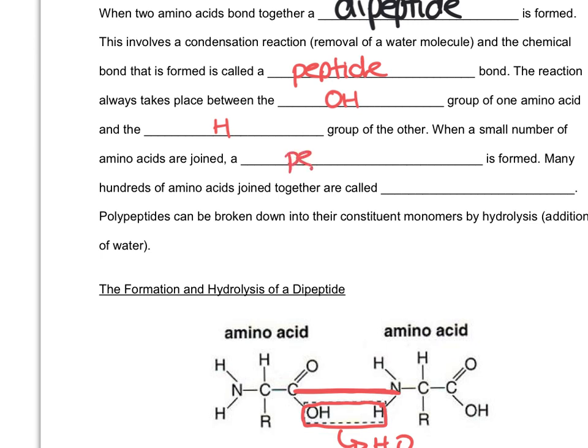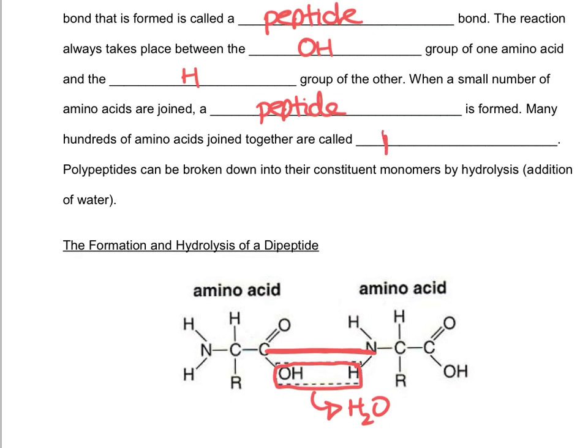So a peptide is when you get several amino acids joining together. So a dipeptide is when you get two. A peptide is when you've got a small group. And then if you've got hundreds joined together, it's a polypeptide.